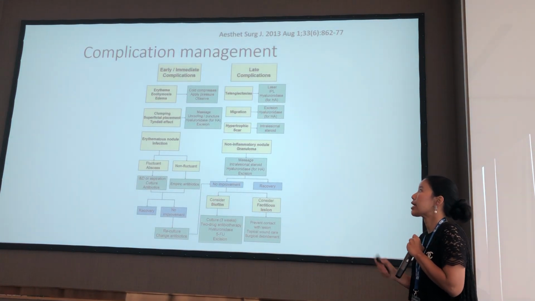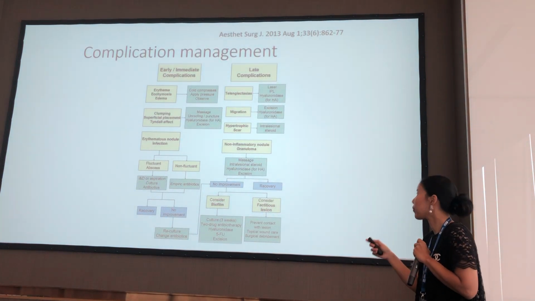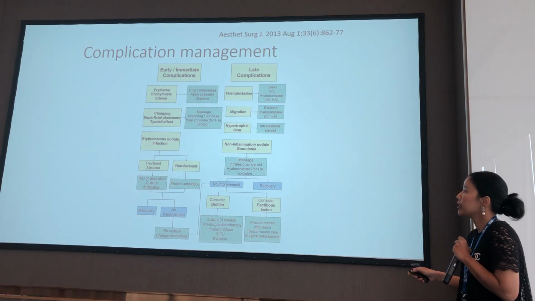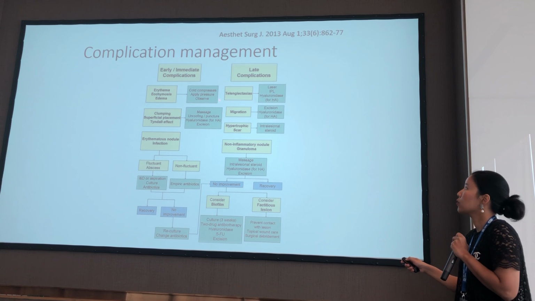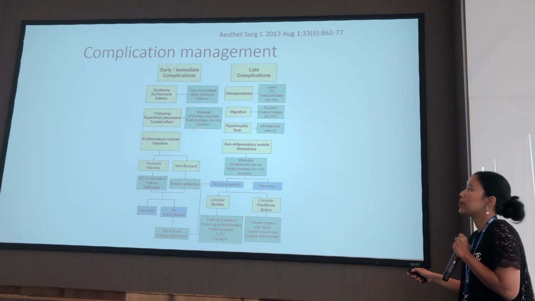So this is the scheme of the complication management. For the early one, okay, so if it's just bruising, just do the cold compression, apply pressure, observe. Okay, if the clumping came down, you may use highlights or exercise, massage.